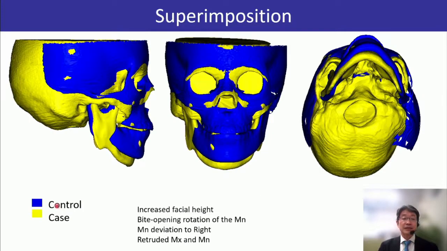This picture shows the superimposition of the case and control. The case is shown in yellow and the control is shown in blue, and the skeletal displacement is evident. As I explained, each model is a wire mesh with 3D coordinate values at each point, so we can calculate the amount of the actual displacement, and we can also calculate the significant difference values at each point in each X, Y, Z axis.